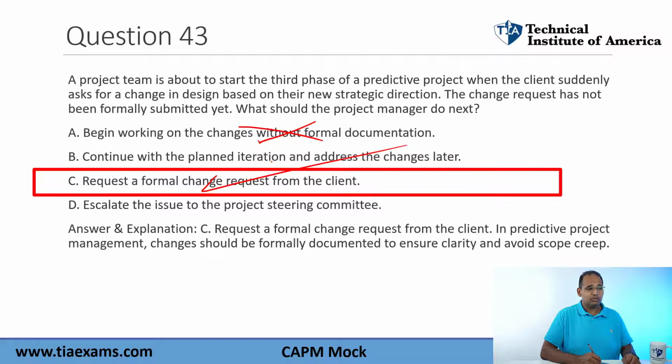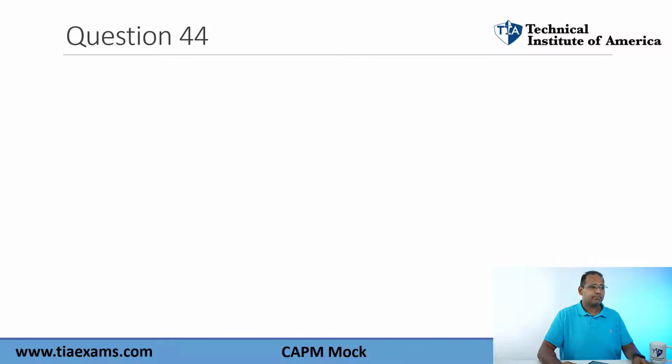Continue with the plan. First of all, it shouldn't be iterations, all right? I put this in just to make sure you understand that. Plan iteration. Generally on a predictive, you don't have iterations. So definitely it's not this. Escalate the issue to the project. No, don't escalate work unless you need some kind of an approval from the committee. You have to analyze the change first. Making C the best answer. Remember something on a predictive project. Any changes to the work or the project management plan requires documented, approved changes.